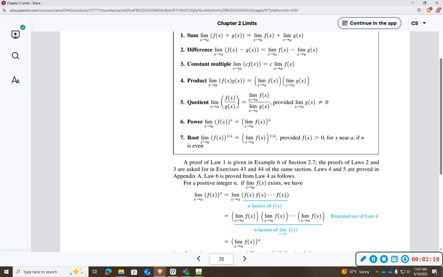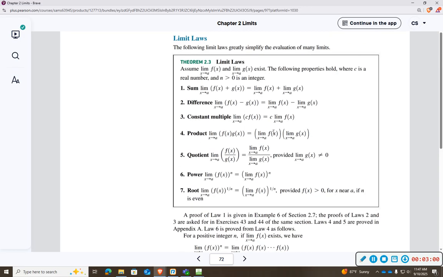You have a quotient rule. Okay, the limit of a quotient is the quotient of the limits provided that the denominator, in this case g of x, is not equal to 0. You have a power rule. So if you evaluate a limit and raise it to a power, it's the same thing as the power of the limit. And then if you have a root, n is even. Okay, so this lets you know this is an even root, 2, 4, 6, 8, something that is even. And you will have a result provided that your argument, whatever is under the root, is greater than 0, because we cannot take an even root of negative numbers.